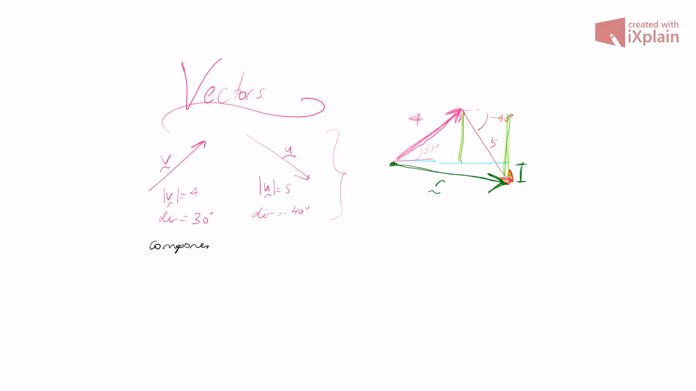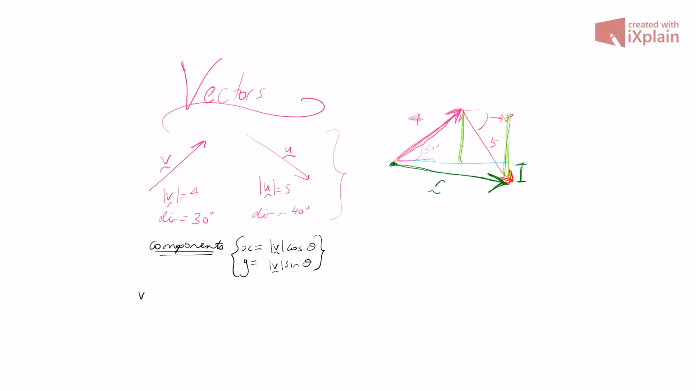So the components of each, remember we had a look at this. The x component is equal to the magnitude of the vector. I'll just use V for an example, and then cos of the angle, and the y is equal to the magnitude of the vector times sine of the angle. Okay, that's the general thing.